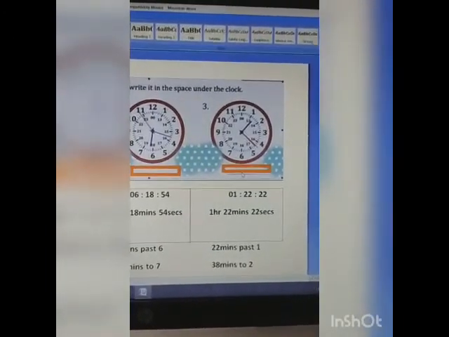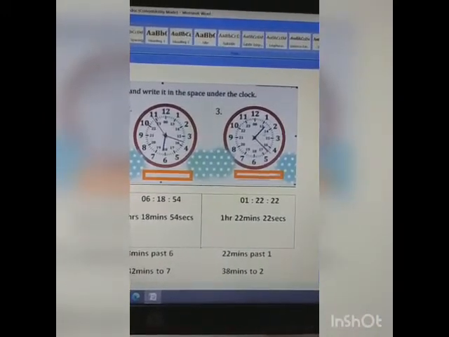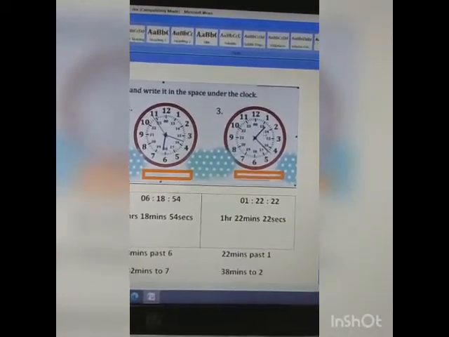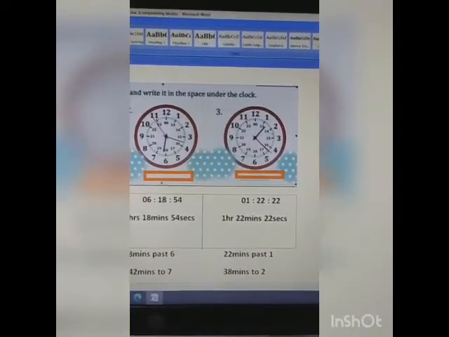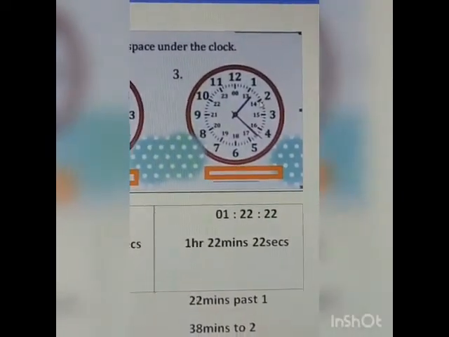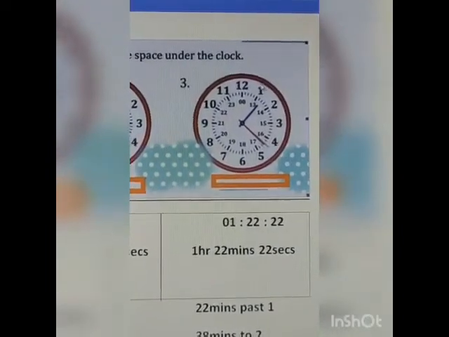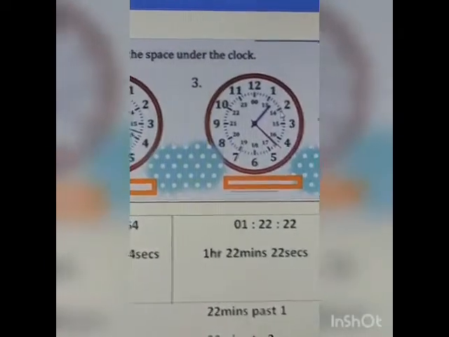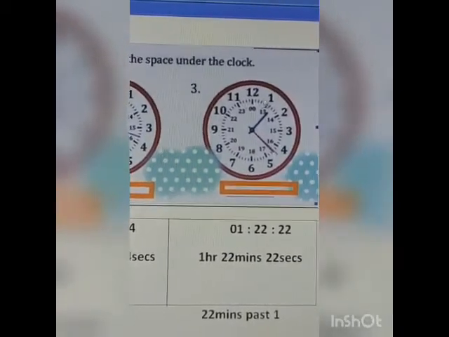Now if we want to read it, how will we read it? It is 22 minutes past 1. Then how many minutes are left to 2? When the minute hand comes to 12, then the hour hand will come to 2. So how many minutes are left for the minute hand to come to 12?